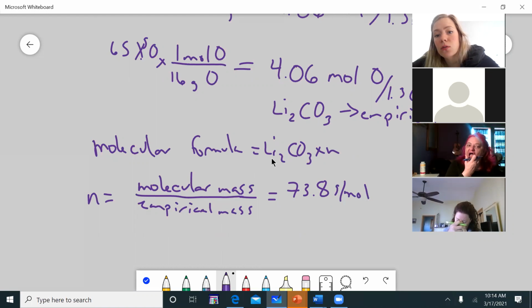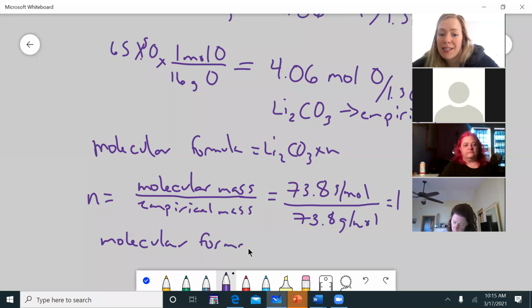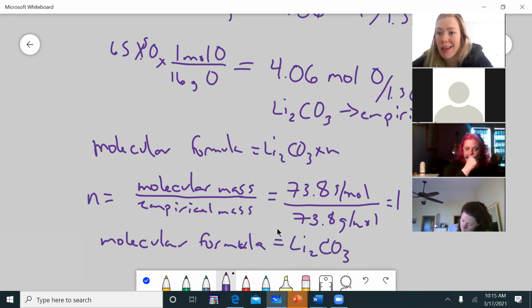The empirical mass, you've got to calculate from your empirical formula. So you're going to take the mass of 2 lithiums, a carbon, and 3 oxygens. And you get around 73.8 grams per mole. So what is your n value here? It's 1. So we plug that into the formula, and our molecular formula is actually going to be the same thing, Li2CO3, right? The molecular formula is the same as the empirical formula.